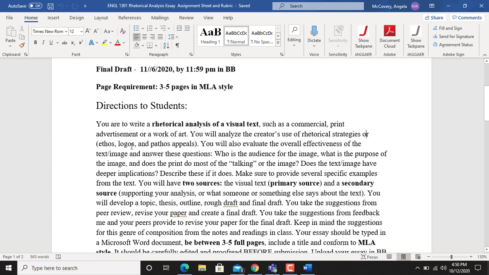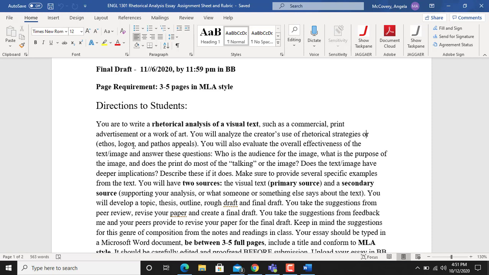Logos is logic. It's the reasons. It's the why and because, okay? So if you see a bunch of commercials or billboards about the next country and western star coming to town, they're using logos. Oh, you've got to go and see them. When you're on the highway and you see billboards, they are using logos because they want to appeal to your logic. Oh, you've got to go and see them, or this is the reason why.